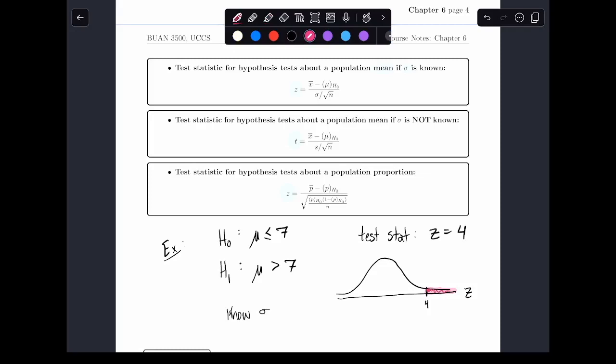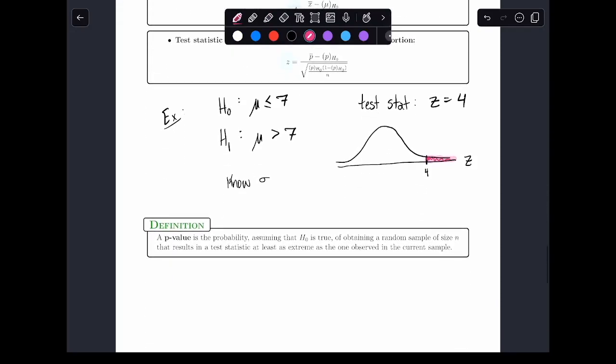And we give a name to that probability. The p-value, or a p-value, is the probability, assuming that the null hypothesis is true, of getting a random sample of size n that results in a test statistic at least as extreme as the one observed in the sample.